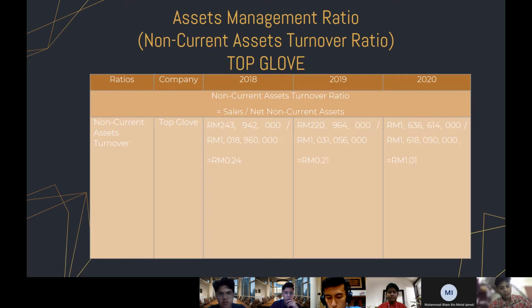Next, we move into Top Glove. According to the non-current asset turnover ratio from 2018 to 2020 above, it states that in 2020 the company computed the highest ratio, which is 1 ringgit and 1 cent, compared to the other years. It shows that in 2020, the company is using its non-current assets effectively. While in 2019, the company computed only a 21 cent ratio, which is the lowest between 2018 and 2020, because the company may indicate the business is not using its assets effectively.